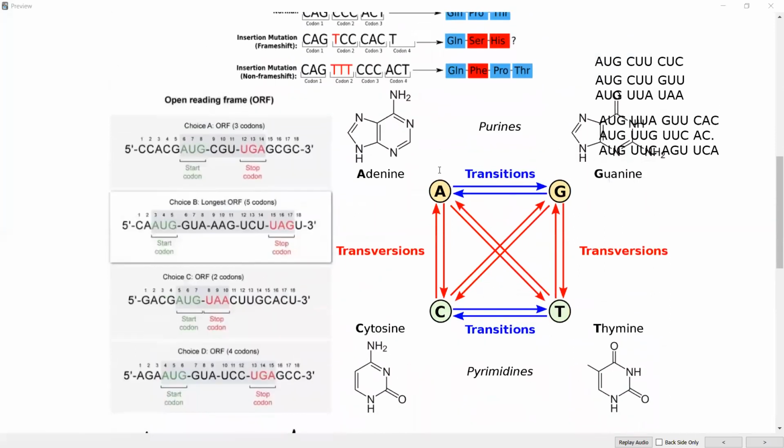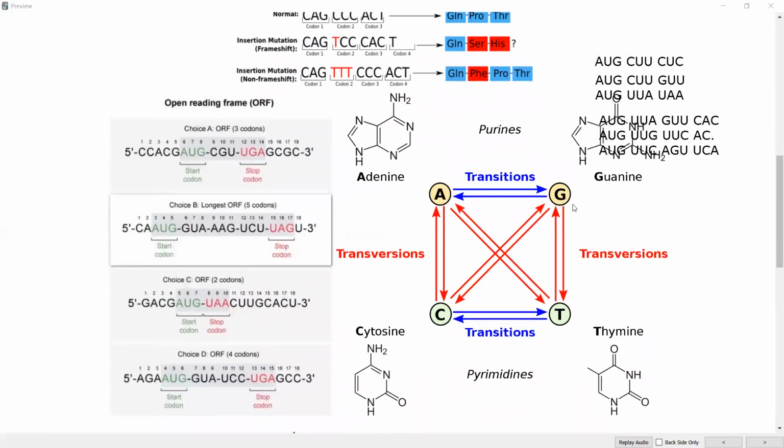So here's a question. What do you think would be worse? A transition mutation from A to G, or a transversion mutation from A to C?